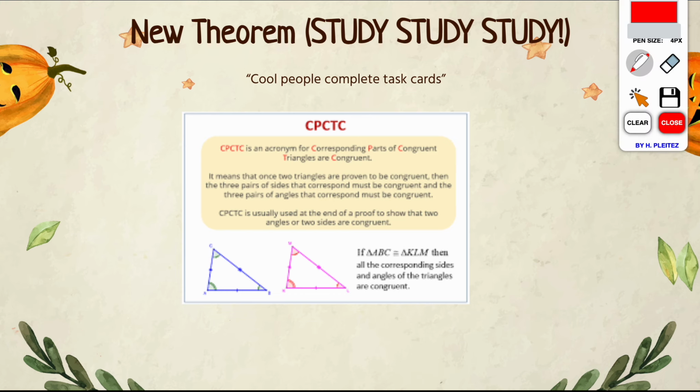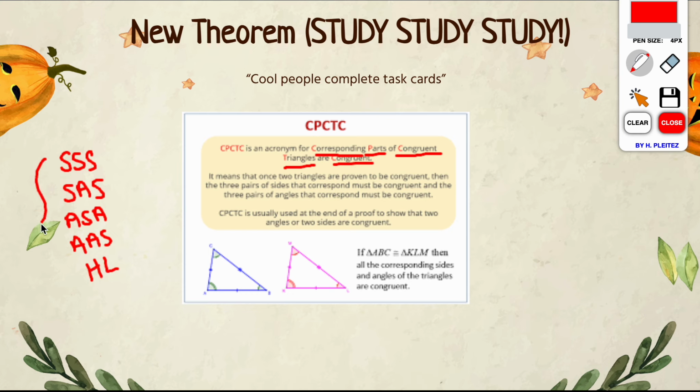A way to help you remember this is Cool People Complete Task Cards. So again, that's CPCTC. What it stands for is corresponding parts of congruent triangles are congruent. That is a mouthful, but what it means is that once we prove that two triangles are congruent, now remember, the way that we prove that two triangles are congruent is by the 5 theorems: side-side-side, side-angle-side, angle-side-angle, angle-angle-side, and then HL. Those are the 5 triangle congruence theorems that we can use in proofs.